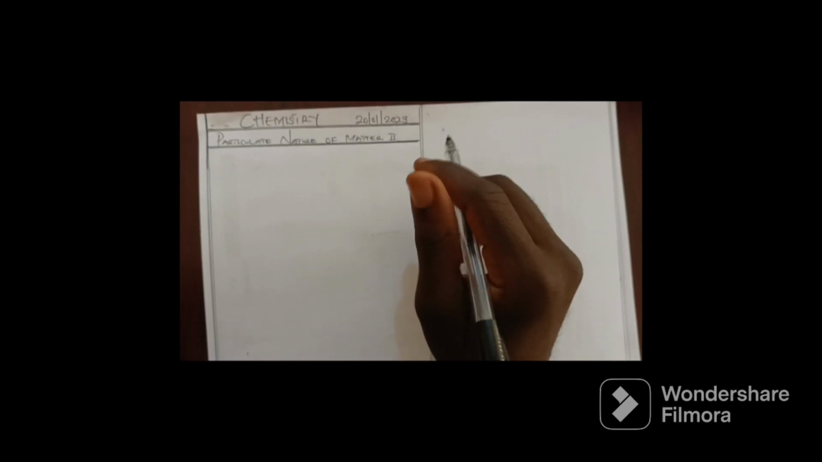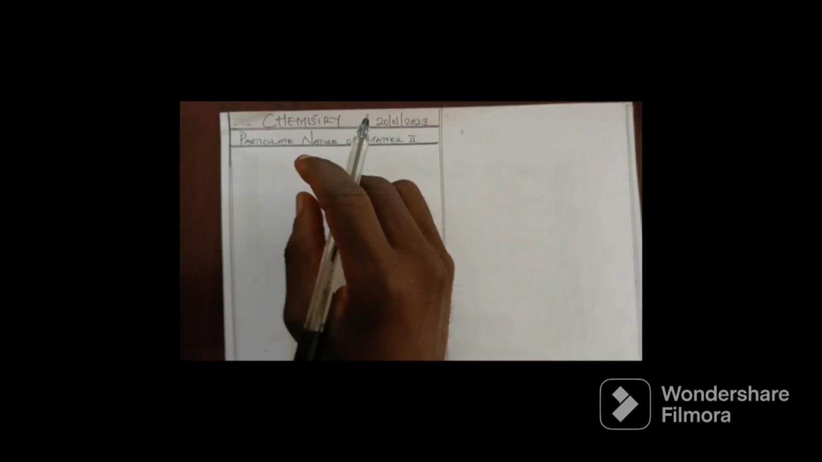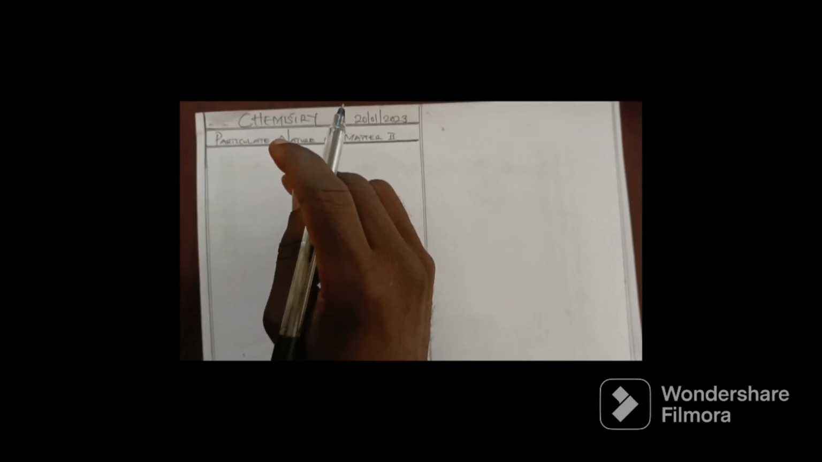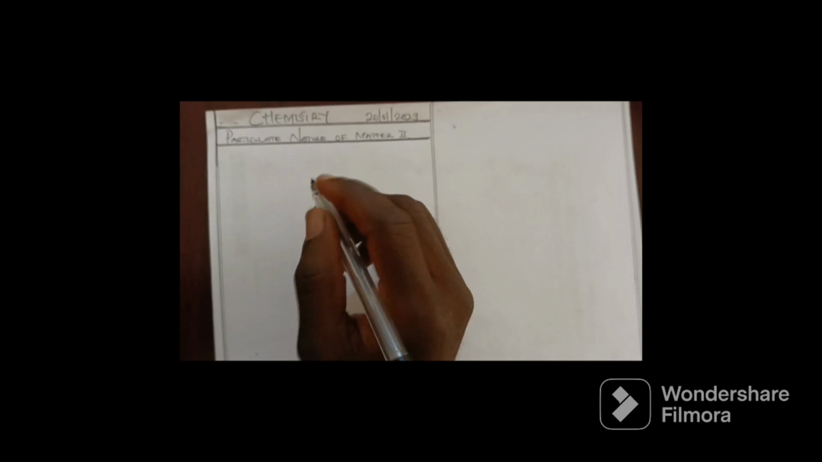And today I'll be teaching particulate nature of matter, part 2. In particulate nature of matter, there are some things we'll be learning today. In the last video, we talked about the particles of matter, which are atoms, ions, and molecules. And we also looked at atoms. An atom is the smallest particle of an element that can take part in a chemical reaction.